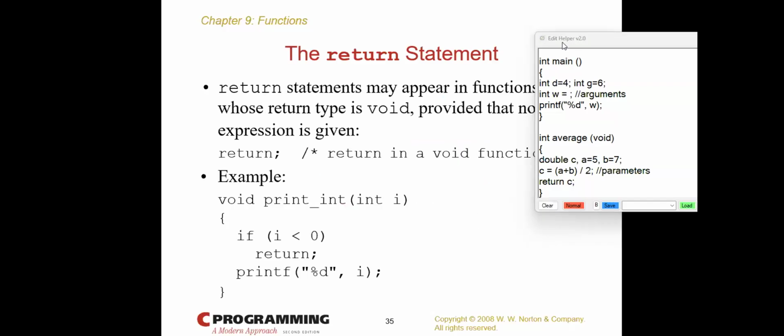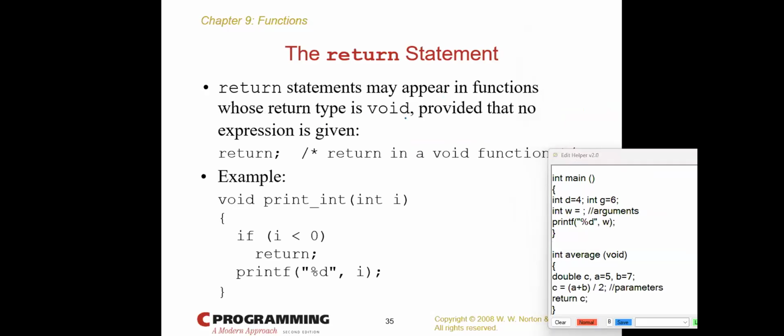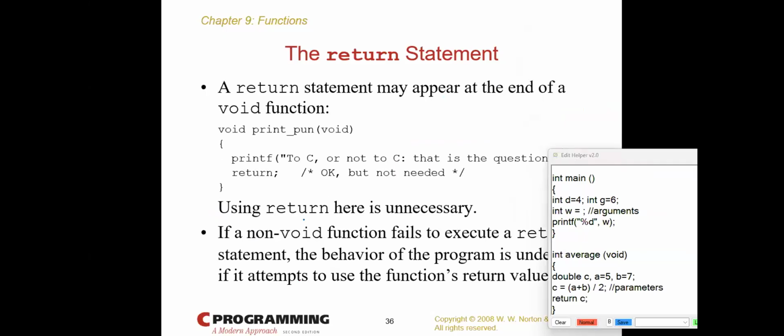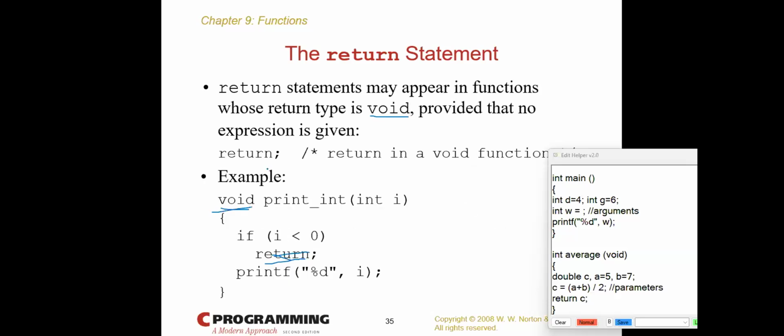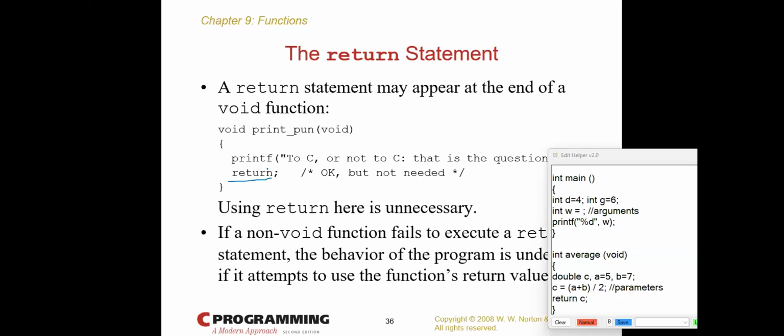A return statement may appear in functions whose return type is void. Okay, if you like, you can put return inside of a void function. It doesn't matter. The compiler will just ignore it. That's the meaning. The compiler would just forget about it because the compiler knows it is void. A return statement may appear at the end of a void function like this. But using return here is unnecessary. I mean, it is useless.